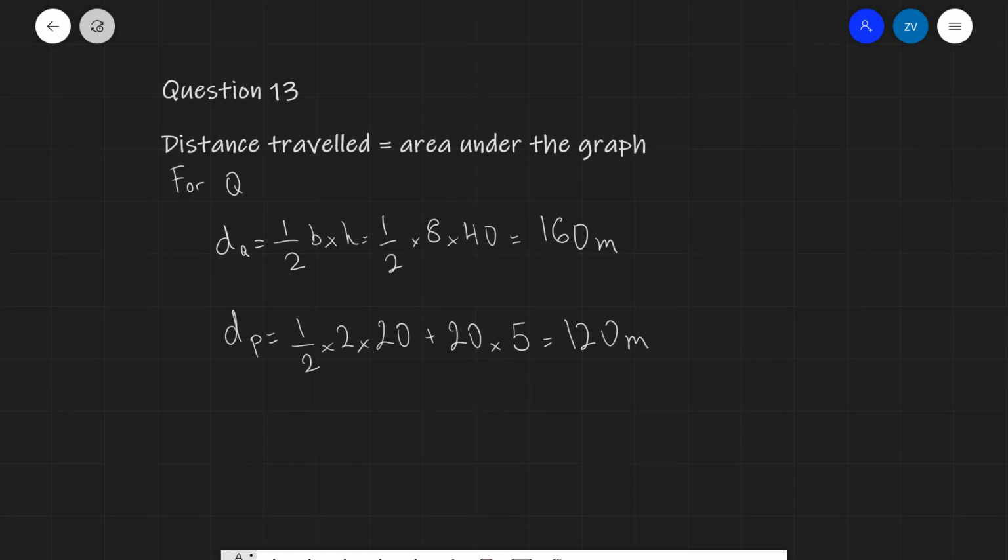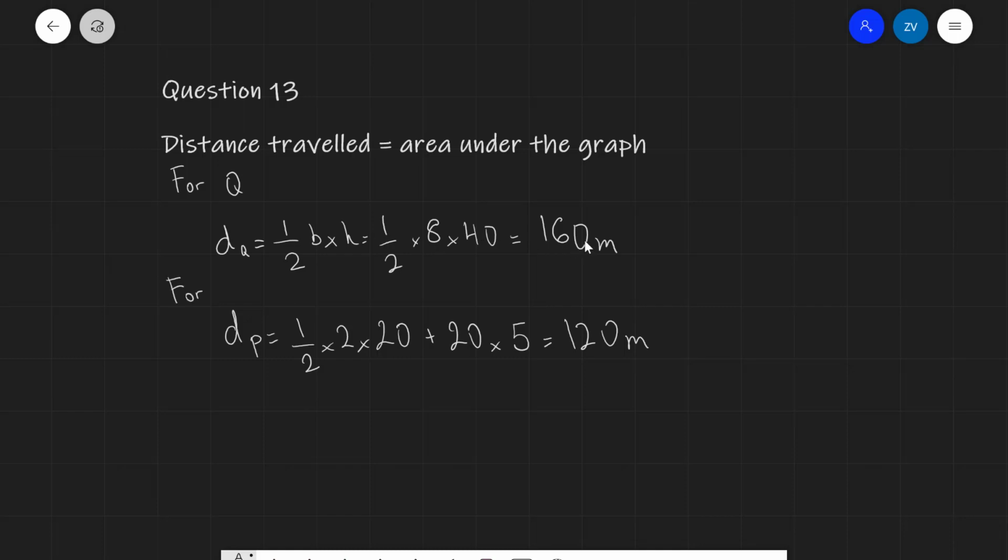So question 13, this question is all about distance time graphs, and remember your distance traveled is equal to the area underneath the graph. So in this question we're given two graphs, one for Q and one for P. So for Q we can calculate the area, which is just a triangle, so a half times base times height, which is equal to a half times 8 times 40, which is 160 meters.